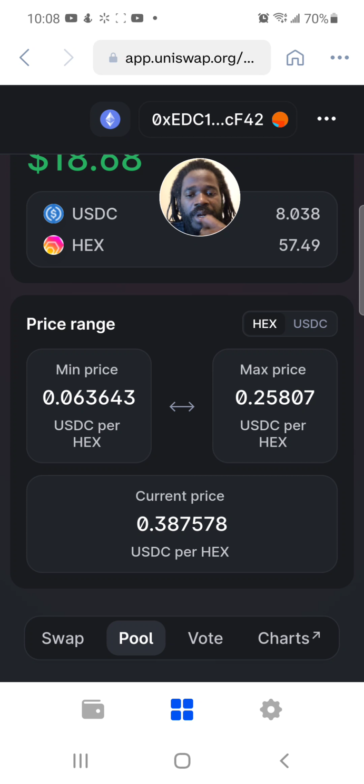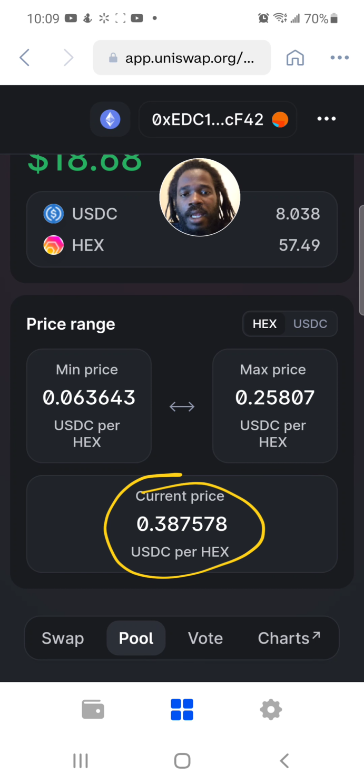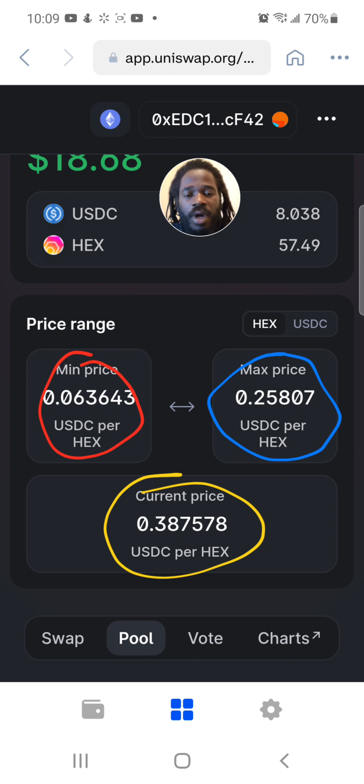I accurately predicted the price that HEX would go between, 6 cents and 25 cents was the range. Now, in full disclosure, when I created this pool, I really left the price range default. It created the range, I believe, based on what the price was at that time. So it went ahead and assigned the low and the high based on the price at that time when I set up the pool.